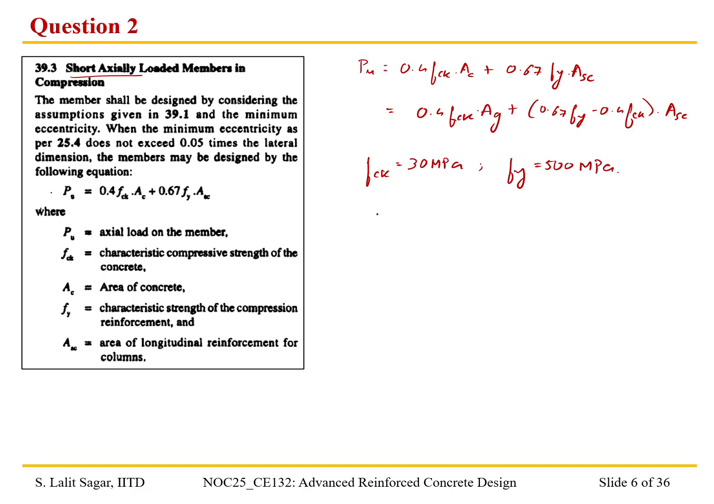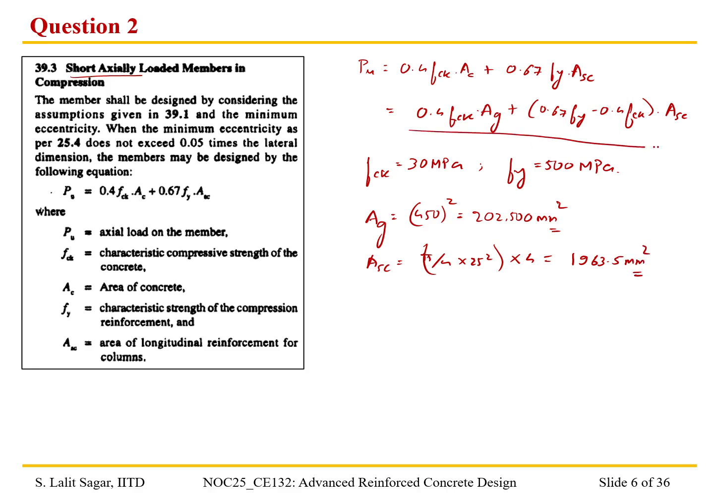And what about the cross-sectional area? We have Ag is equal to 450 square, that is 202500 mm square, and Asc is pi by 4 of 25 square multiplied by 4 bars, that is 1963.5 mm square.